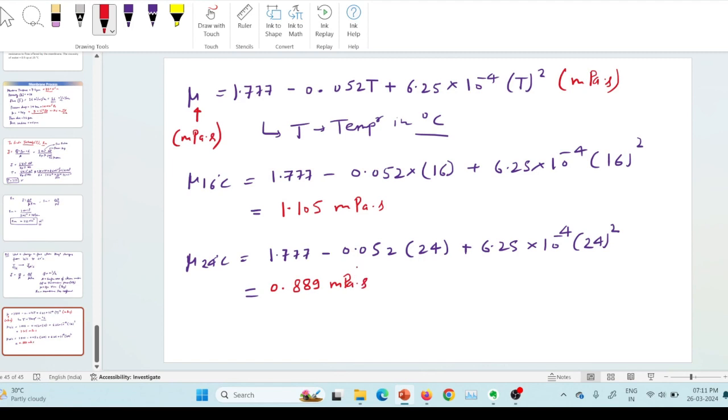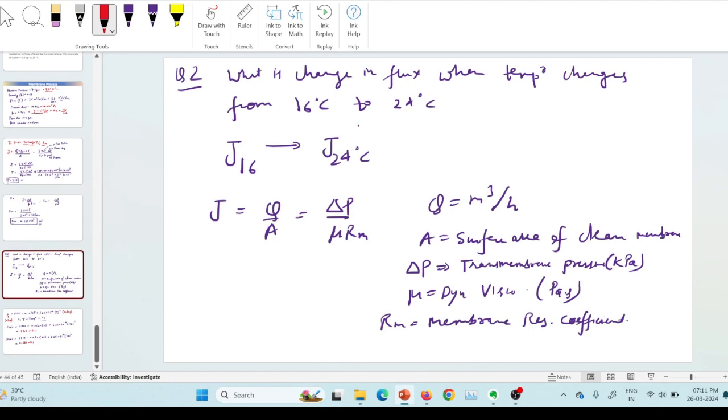Millipascal second. So yeah. Now we need to check what is the change in the flux. We need to find what is the change in the flux when temperature changes from 16 to 24 degrees Celsius.